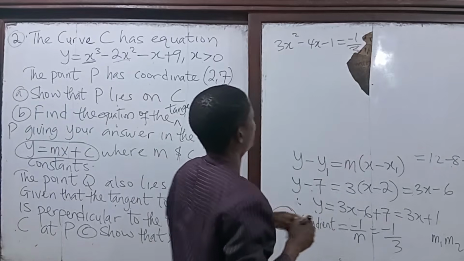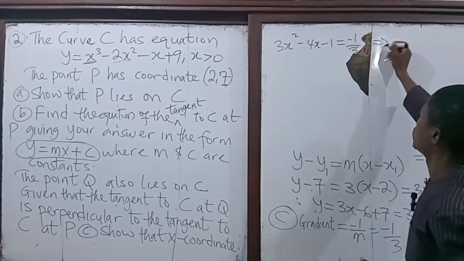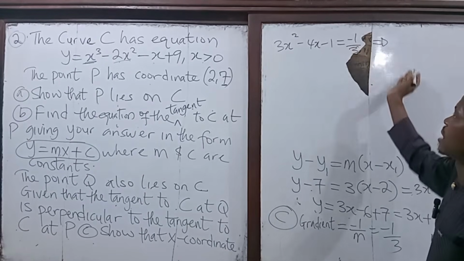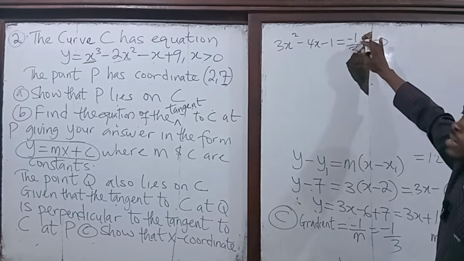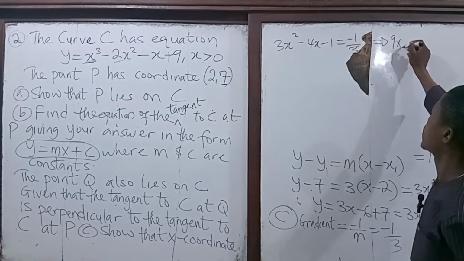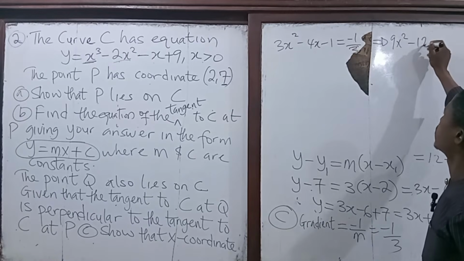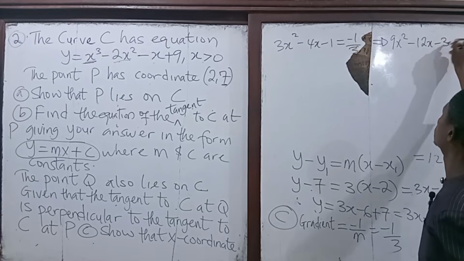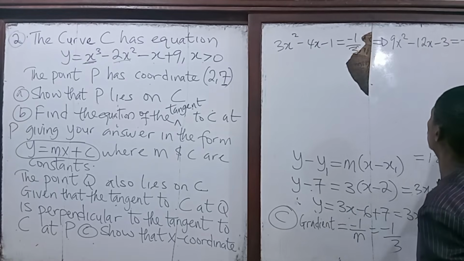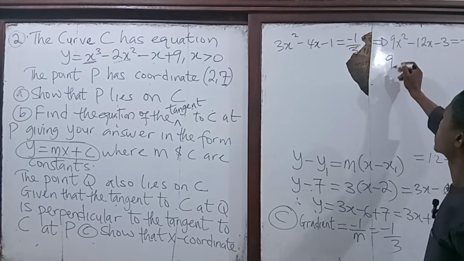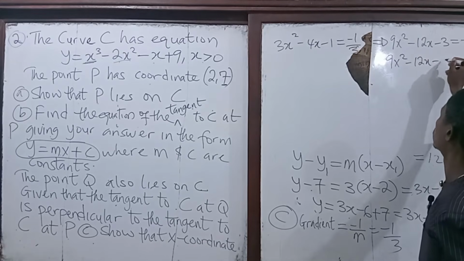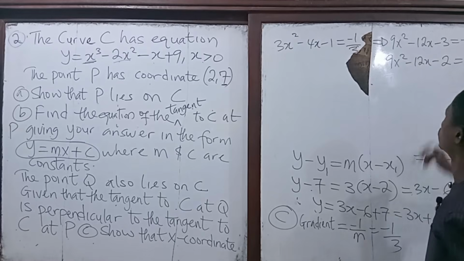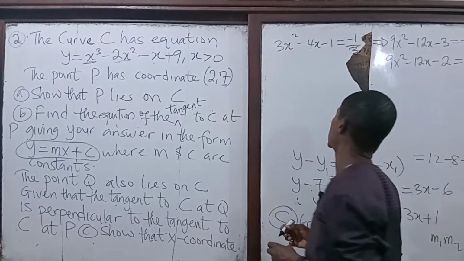Then you can do the expansion, multiply both sides by 3, and that will be 9x squared minus 12x minus 3 equals -1. Okay, and that will be 9x squared minus 12x minus 2 equals 0. So that's what we have in that case.